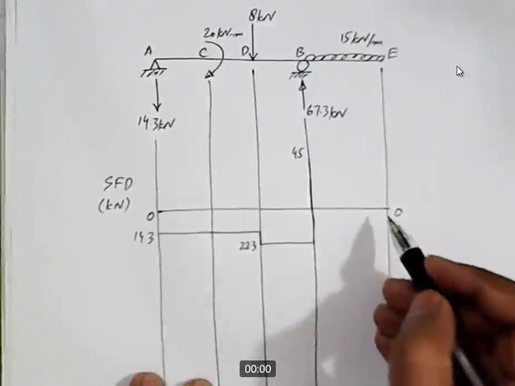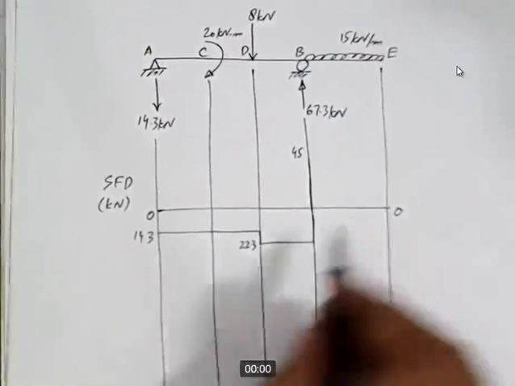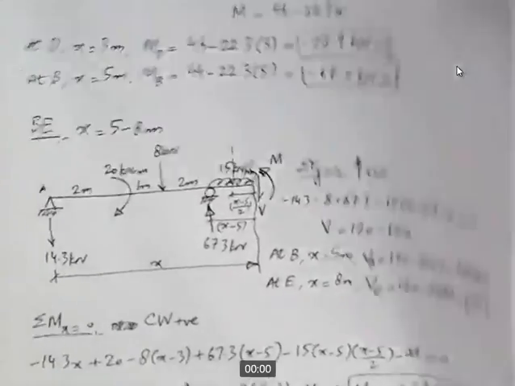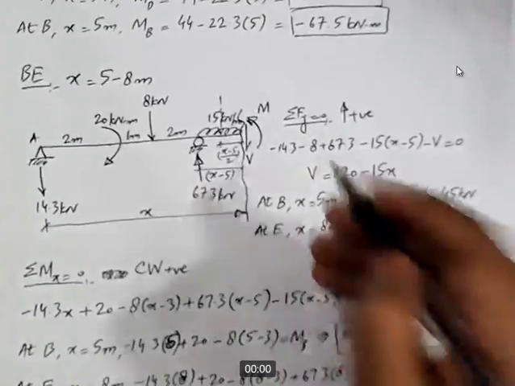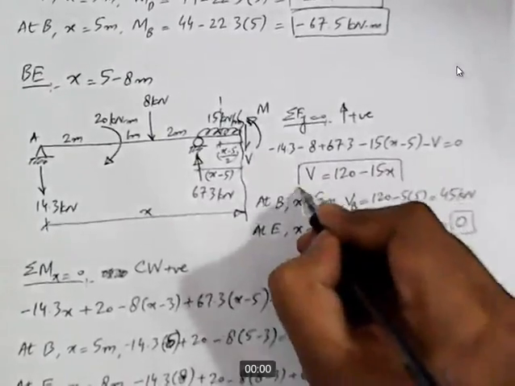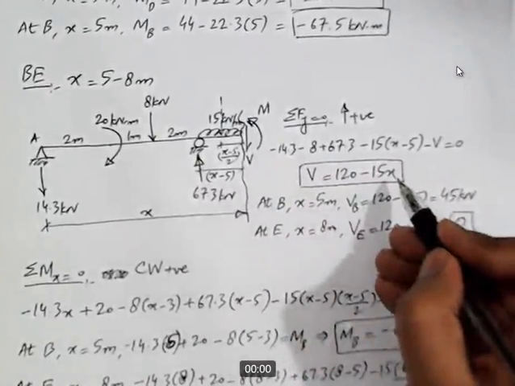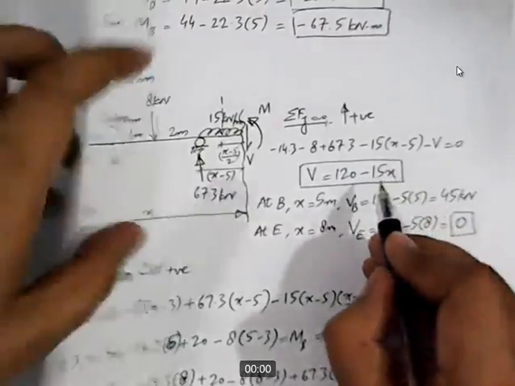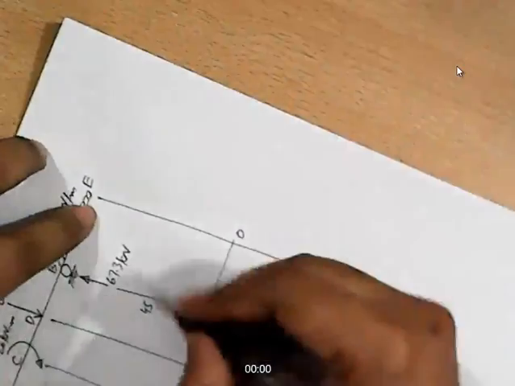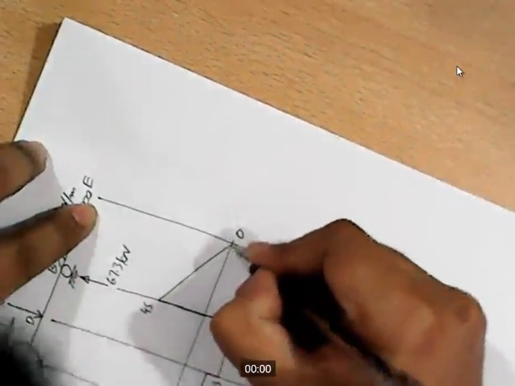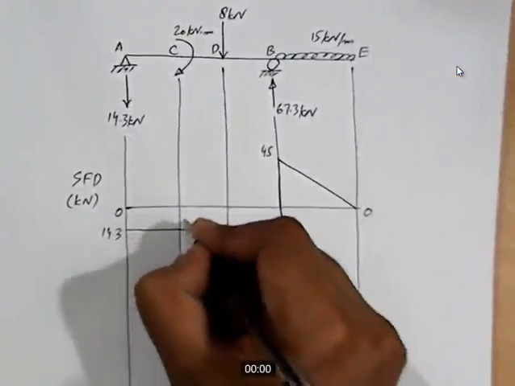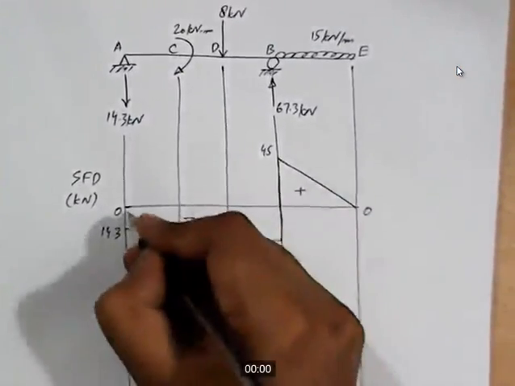So with what degree line should we join these 2 points? For that, we will have to look at the degree of the equation for portion BE. This is the equation of shear for portion BE, and this is a first degree equation. It means that we should join points B and E with a straight, linear line. So let me draw a linear line. Here we go. So we have a first degree line here. This part of the shear force diagram is negative and this part is positive.